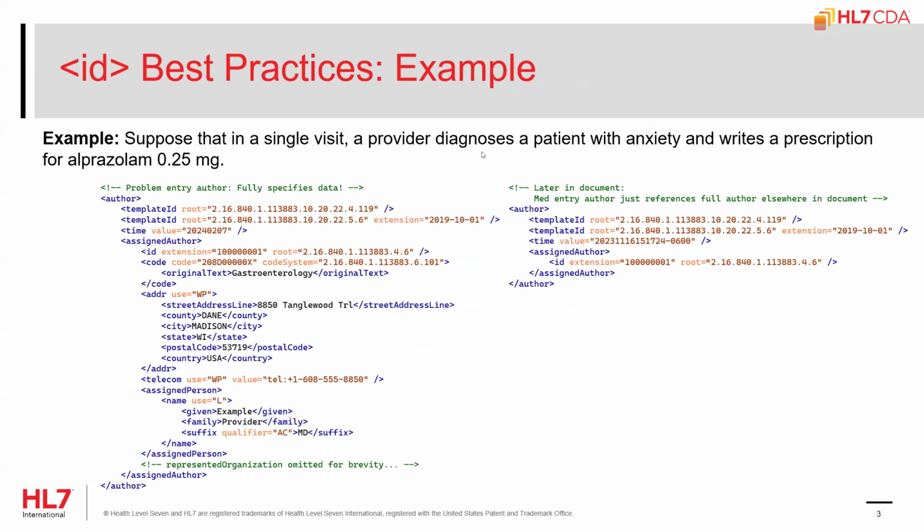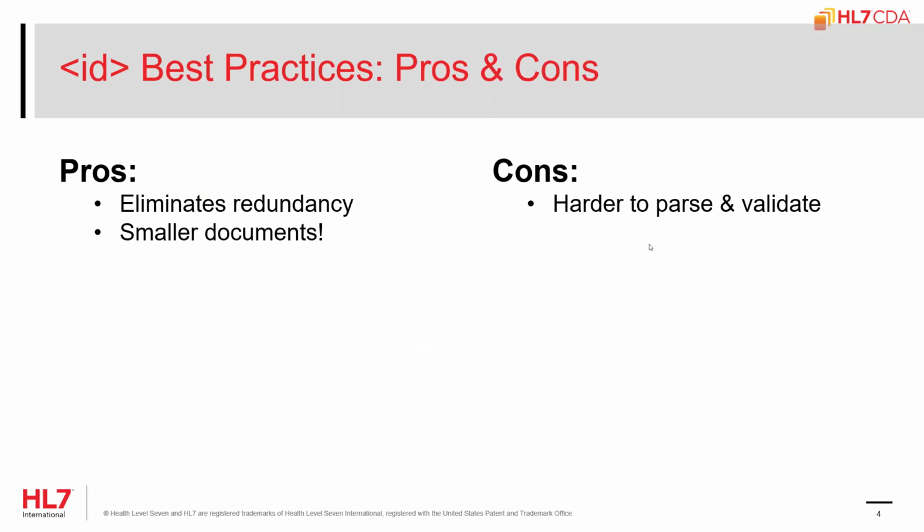Suppose that a single visit provider diagnoses a patient with anxiety and then writes a prescription for alprazolam. So we might have a problem entry over here on the left in the problem section with a full author, all the info. And then somewhere else in the document later on, like in the med entry, say we have that same author. And so we just contain the ID and then call it a day. So this is great because it eliminates redundancy, right? It keeps your documents smaller. There's no point in repeating all of this info twice.